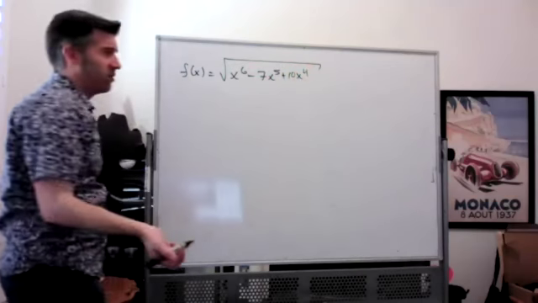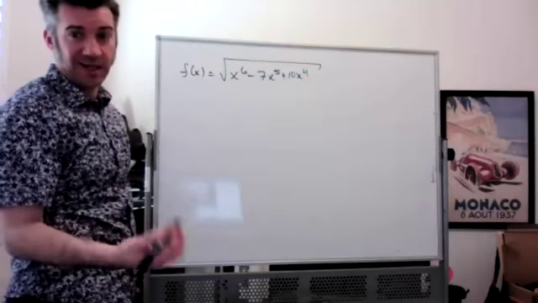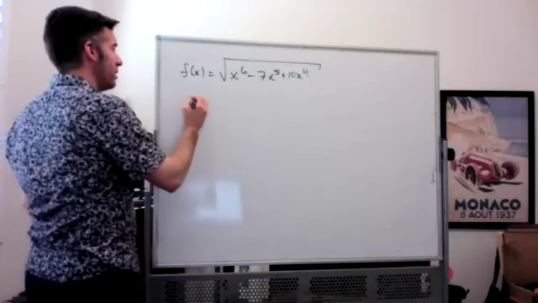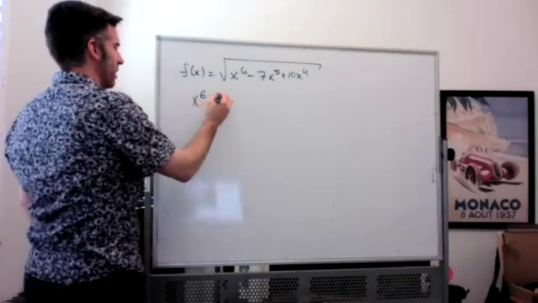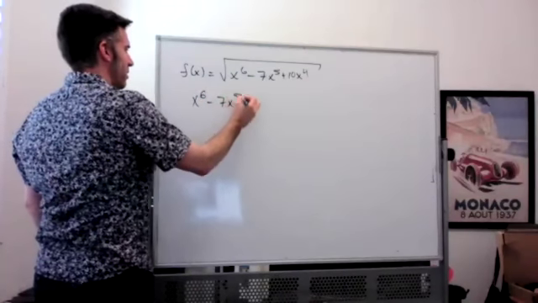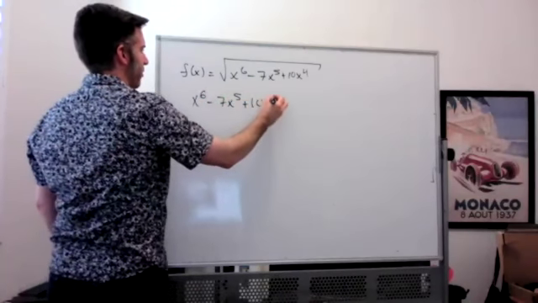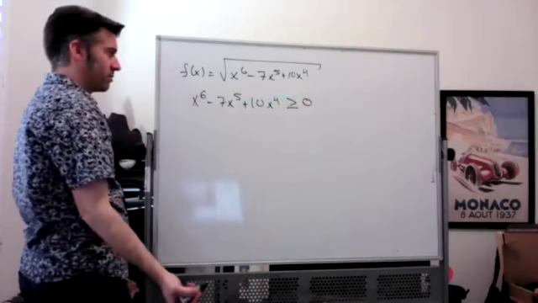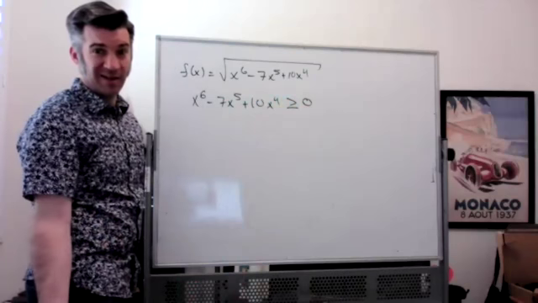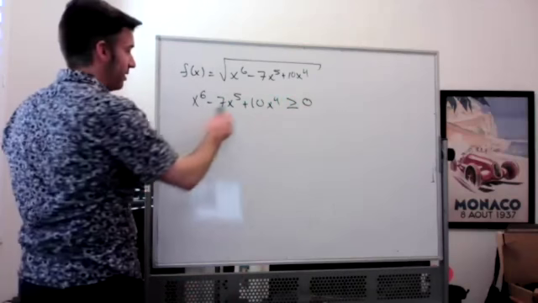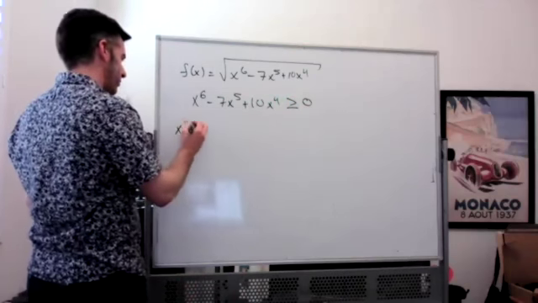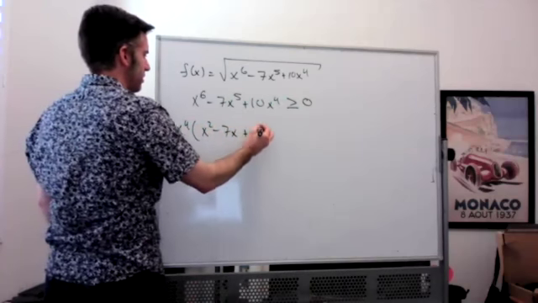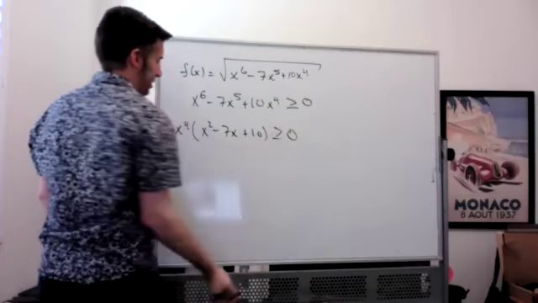So when we're trying to find the domain of something like this, we have to say that the insides have to be greater than or equal to 0. So our inequality is that x to the 6th minus 7x to the 5th plus 10x to the 4th has to be greater than or equal to 0. And the way we solve something like this is by factoring. So I'm going to factor out an x to the 4th, with x squared minus 7x plus 10, still greater than or equal to 0.